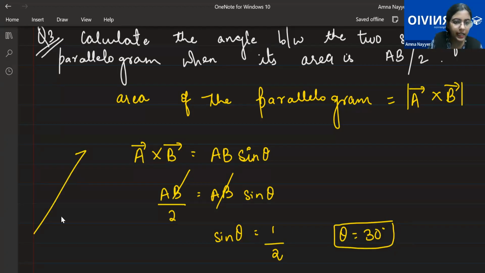So between A and B, this is vector A, this is vector B. The angle is 30. Okay. Please write down this third question.